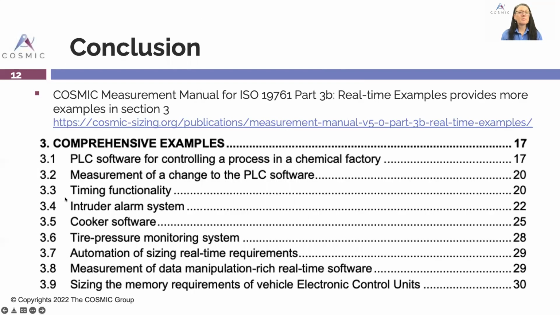So in conclusion, Cosmic Measurement Manual Part 3B Real-Time Examples provides more examples also in its section 3 that is available at this address, cosmicsizing.org, publication, Measurement Manual version 5.0, Part 3B Real-Time Examples, where there is PLC software for controlling a process in a chemical factory, measurement of a change to the PLC software, timing functionality, intruder alarm system, cooker software, tire pressure monitoring system, automation of sizing real-time requirements, measurement of data manipulation-rich real-time software, and sizing the memory requirements of vehicle electronic control units.